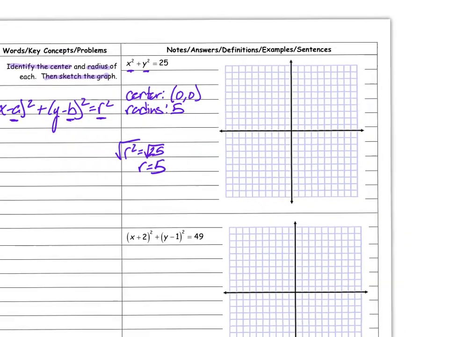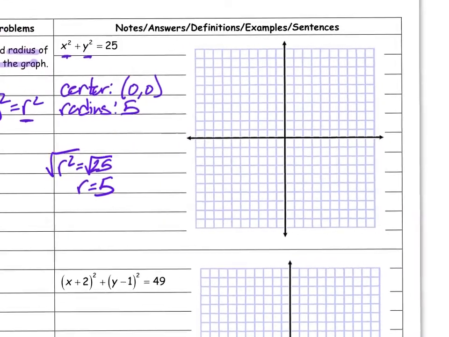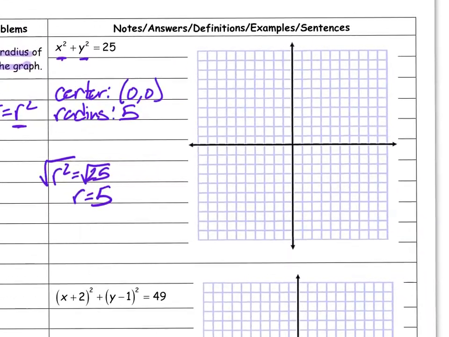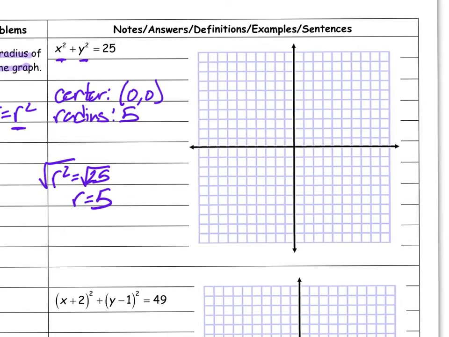This is probably the easiest graphing that you're going to do. I'm going to graph the center of my circle. I'm going to put a point there. And then I'm going to go left, right, up, and down 5, and put a point there. So I'm going to go 1, 2, 3, 4, 5, because my radius is 5.